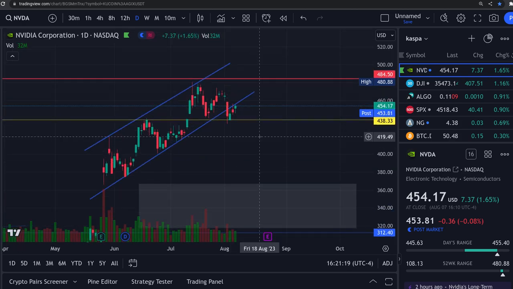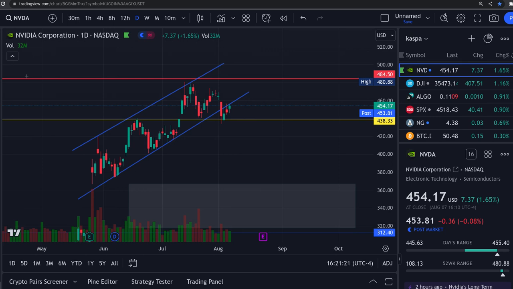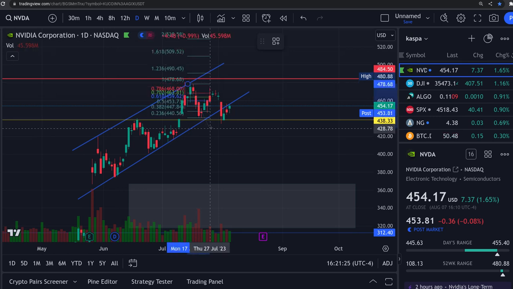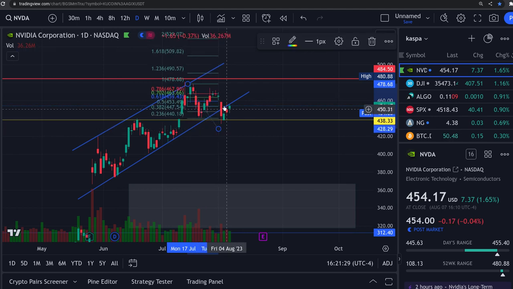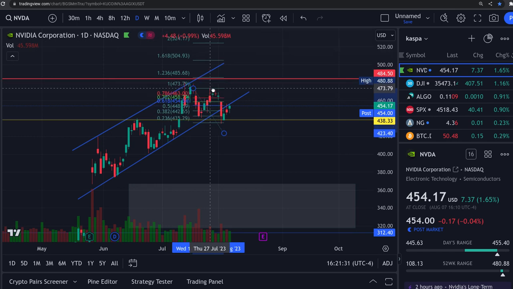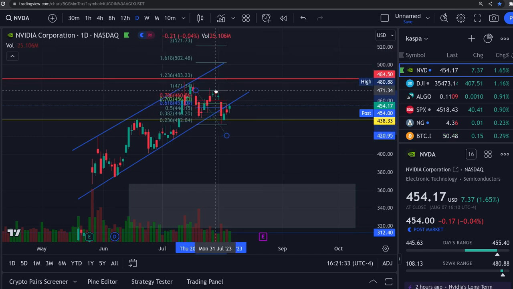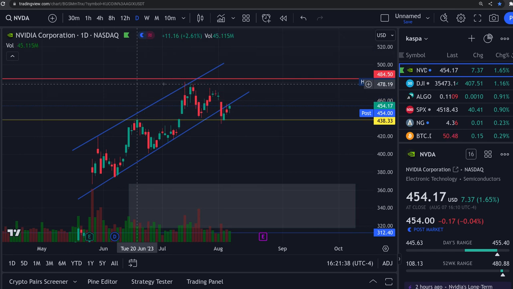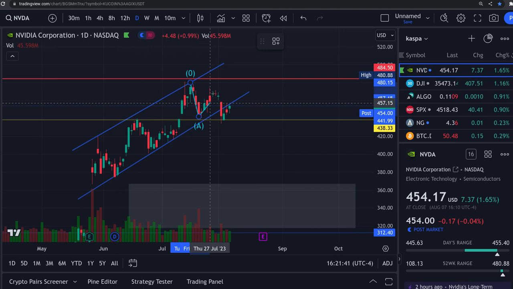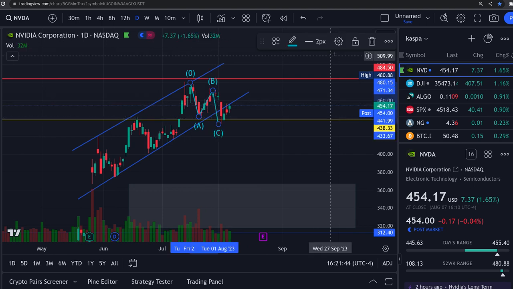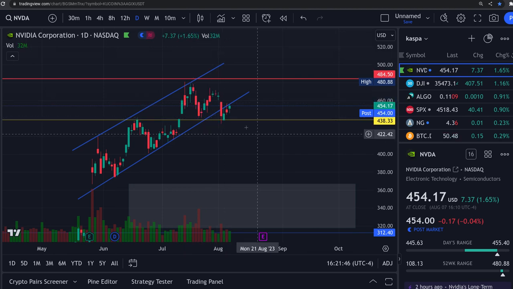If we zoom in here a little bit and take a measurement on this, take it one for one. I'm going to get this perfect. And we bring our A leg down on top of our B leg. Right there you can see we had a perfect ABC correction in here. So this thing went A, B, C, perfectly. Now this thing is starting to push back up a little bit.